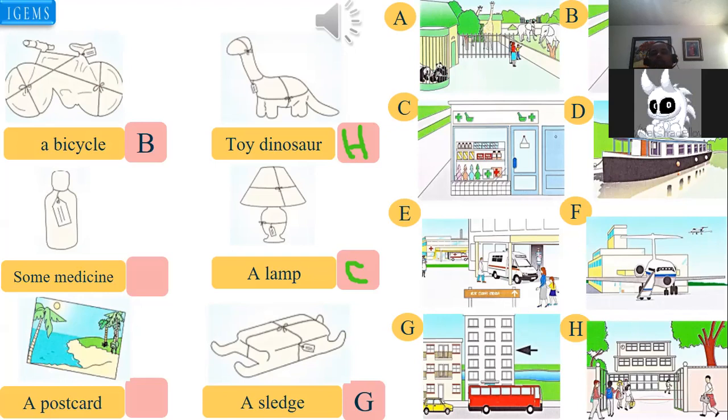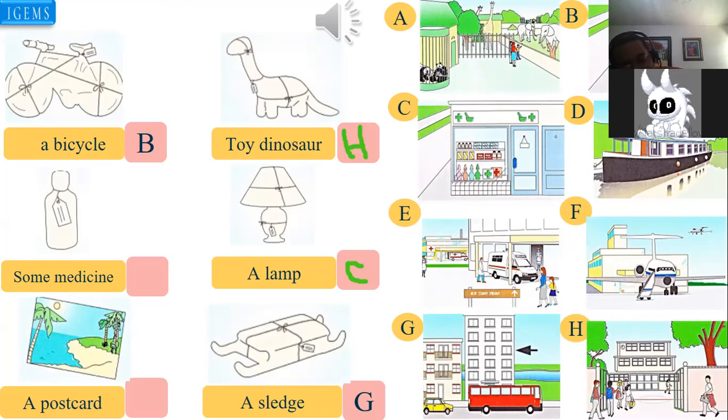Okay. So, let me see, Ben. Okay, what's letter H? Toy dinosaur. What matches with this one? The school. Okay. And what about lamp? A lamp? The message. Okay. And what about the sledge? The sledge goes to the house, to a family that live on the third floor of an apartment.